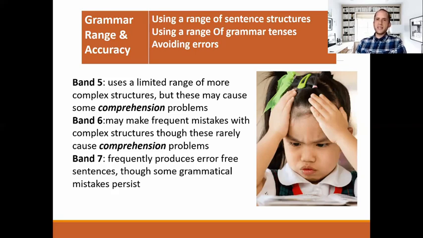So if you're looking at a band 7, what we're really looking for here as examiners is that there's no communication breakdown, that your sentences are clear in terms of communication, but some grammatical errors may still persist.